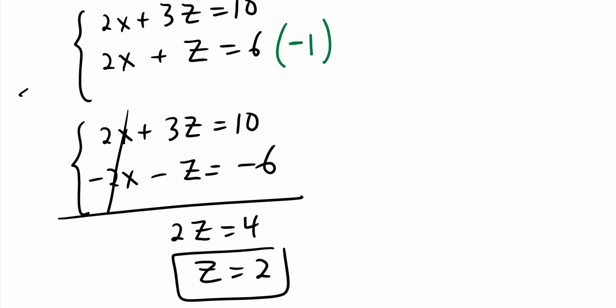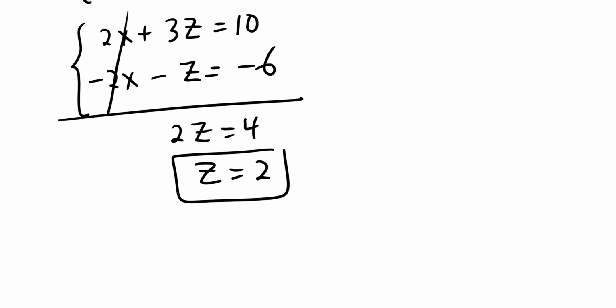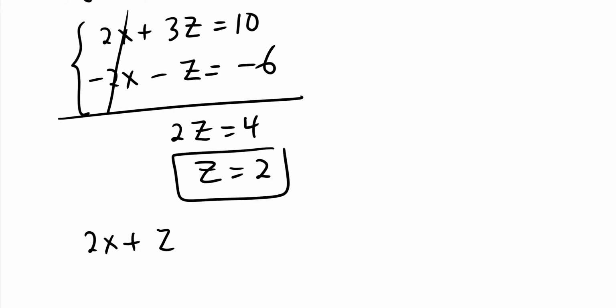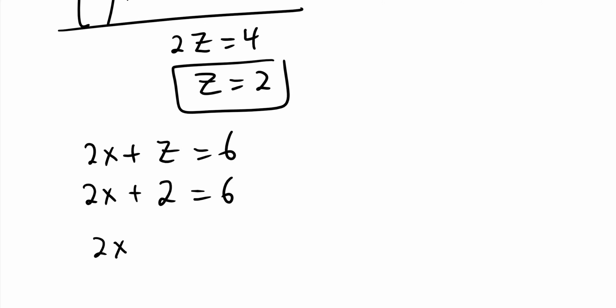Now I'm going to go back to these two equations and pick any one of them. Let's say I'm going to pick the second one. 2x plus z equals 6. 2x plus 2 is 6, and then subtract 2 on both sides. So x is 2. So we got x and z.